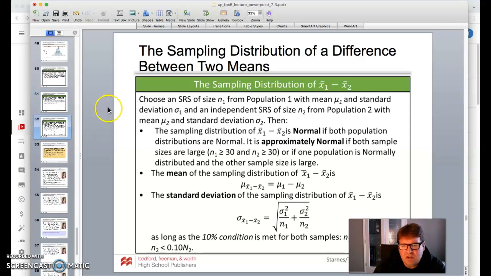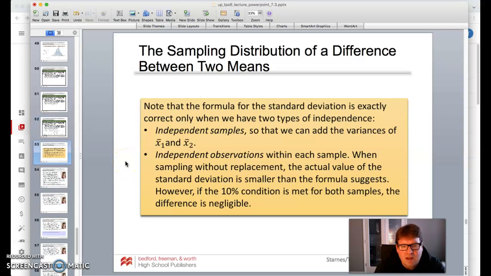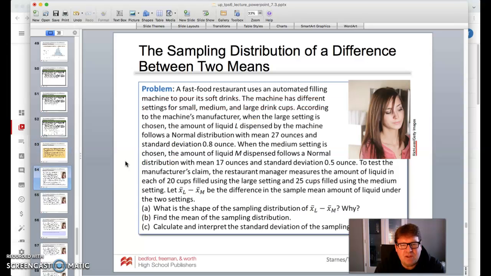Now, for the standard deviation, we take the standard deviation squared divided by the sample size for the girls, and then the standard deviation squared divided by the sample size for the boys. Add those together and take the square root. Now again, that's as long as the 10% condition is met. We've got to be less than 10% of the population, which we are in this case, of course. And again, just another little reminder to make sure that 10% condition is met.